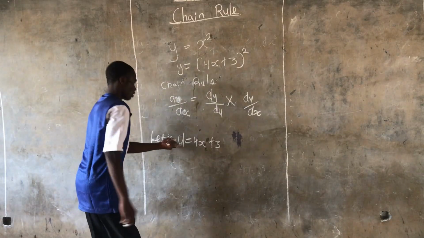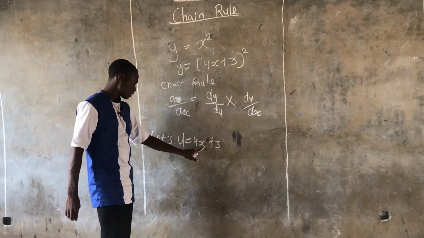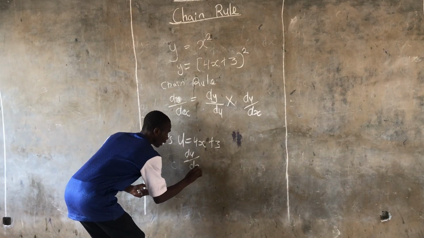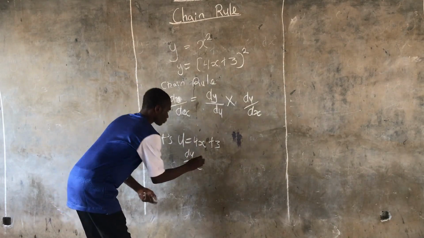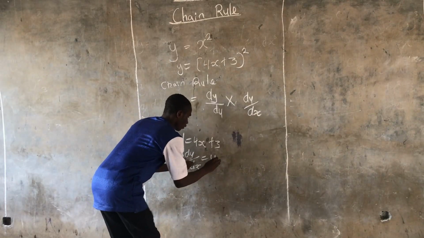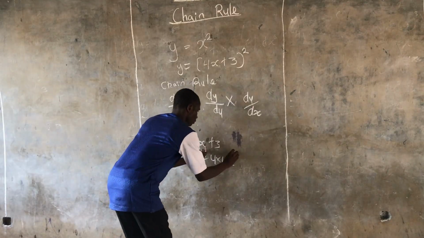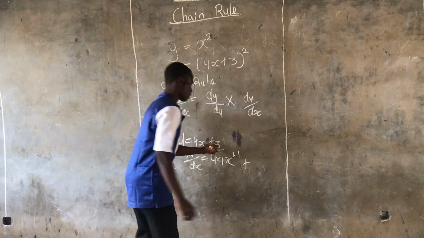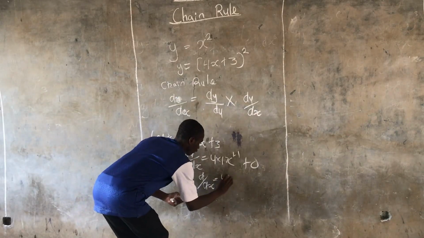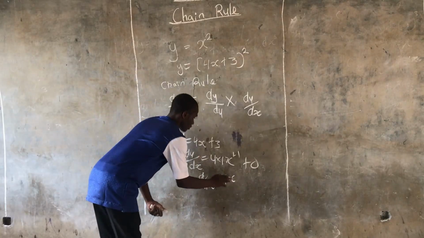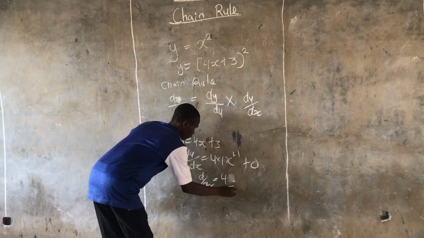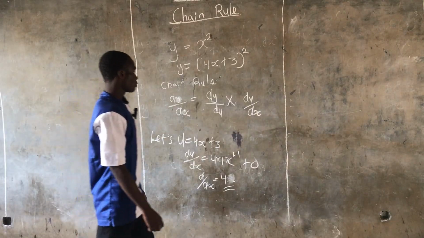Then if we differentiate u with respect to x, it becomes du over dx, which is equal to 4 times 1 times x raised to power 1 minus 1, plus the derivative of the constant, which is 0. 1 minus 1 is 0, 4 times 1 is 4, and x raised to power 0 is 1. So du over dx is 4.